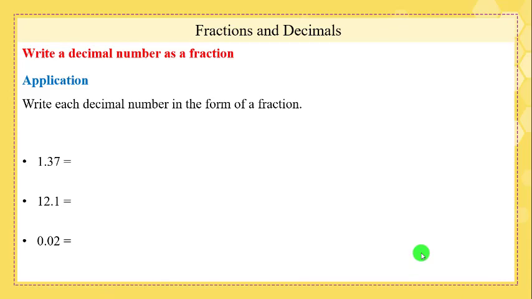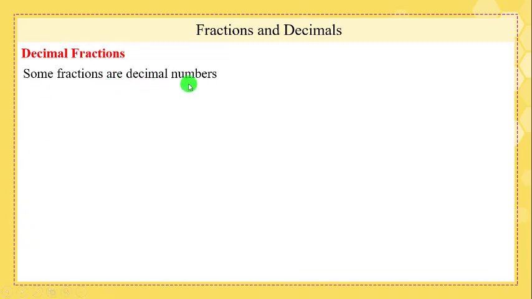Now it's your turn to solve the following application. Write each decimal number in the form of a fraction. Please pause the video and try to solve the application. Solution. 1.37 is equal to 137/100, since we have 2 digits after the decimal point. 12.1 is equal to 121/10, since we have one digit after the decimal point. 0.02 is equal to 2/100, since we have 2 digits after the decimal point.